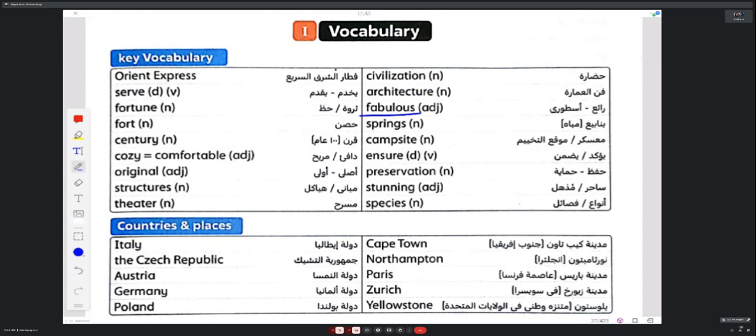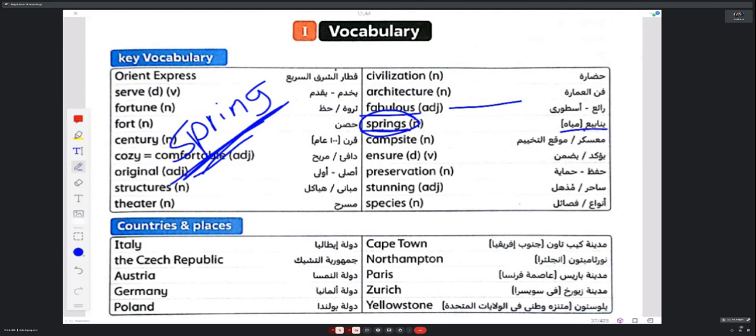Fabulous, wonderful, fantastic. Spring means one of the four seasons of the year. We have spring, autumn, winter, and summer. Those words cannot be changed into plurals. Spring has no plural. But when we use the plural here, we mean water that comes from the underground, mostly hot water. We call it springs, a water spring.